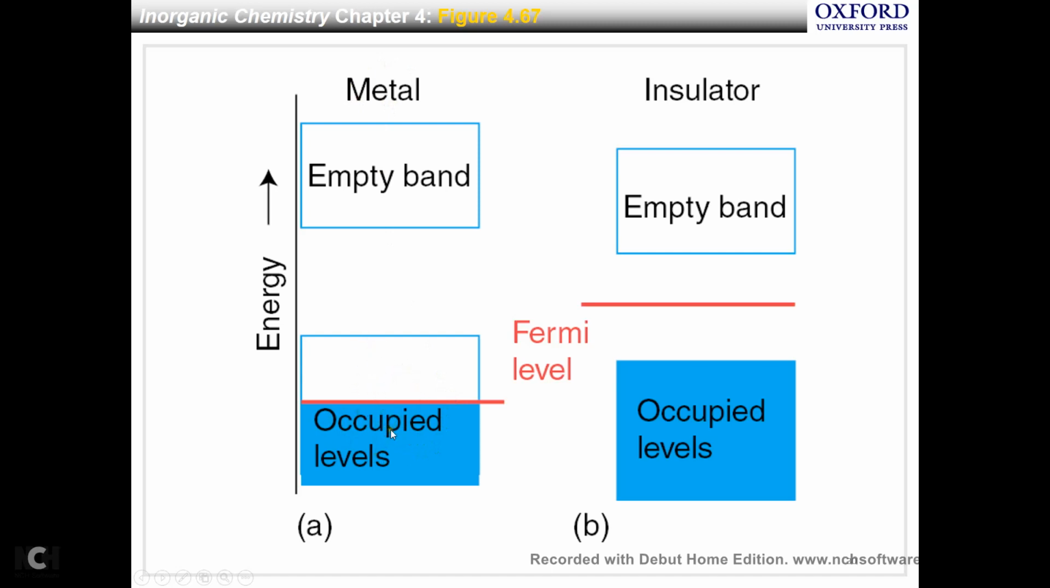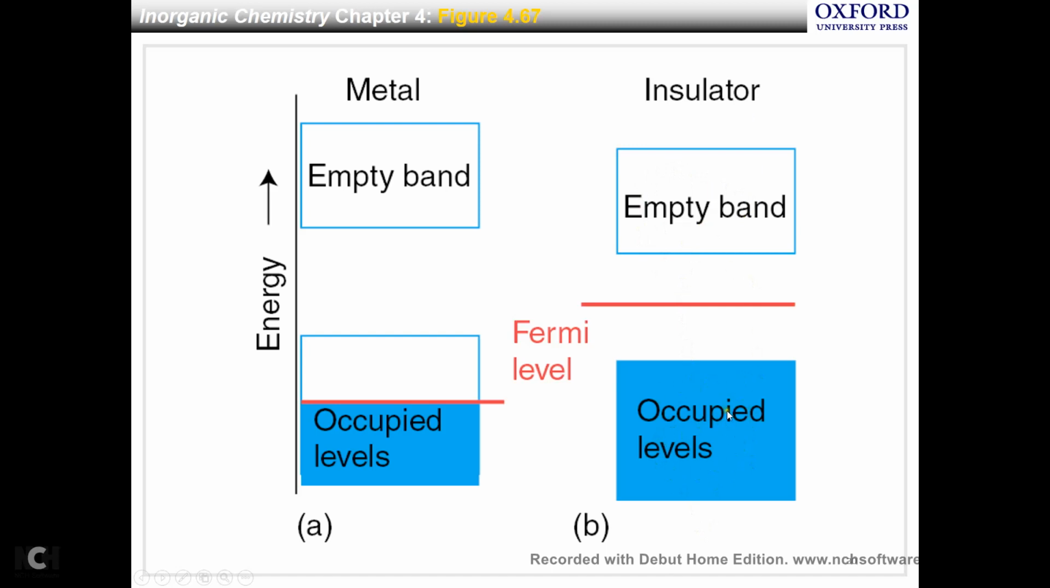Alright? So that's why a metal has a very high conductivity. It's really easy to actually promote an electron from below the Fermi level to above the Fermi level. Now let's look at an insulator. We have occupied levels, we have empty energy levels.